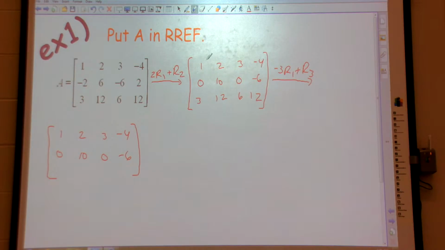Okay. So -3 plus 3 is 0. So -3 times row 1 plus 12. What would that give me? 6. -3 times this plus this. -3. So that'll give me -9 plus 6. Then -3 times this plus this. 24.